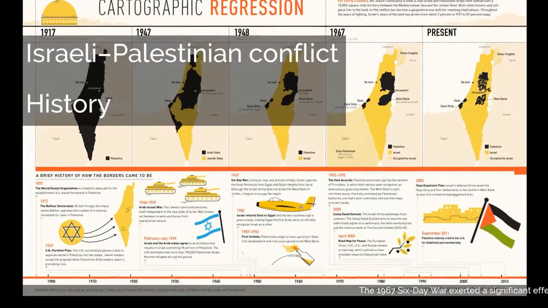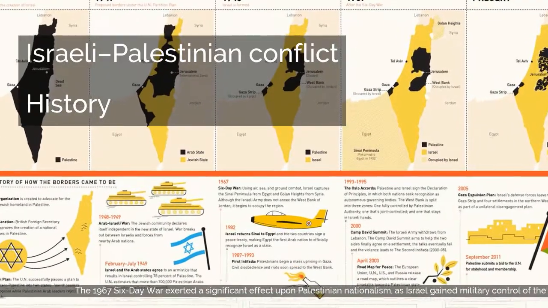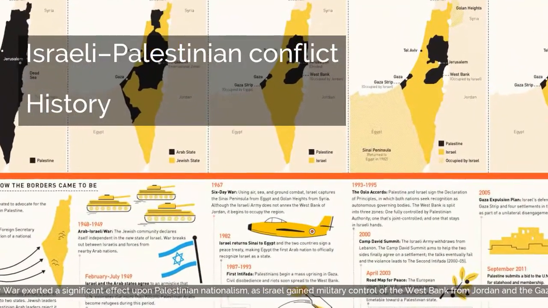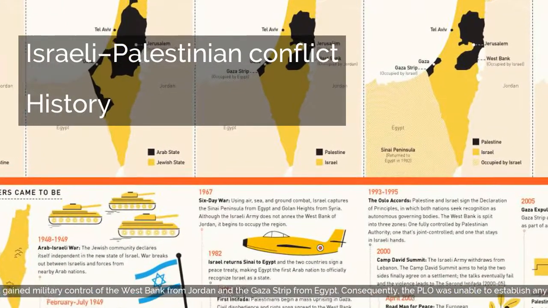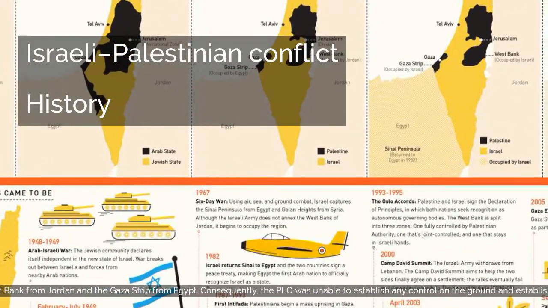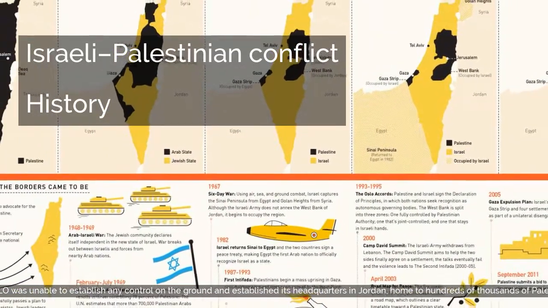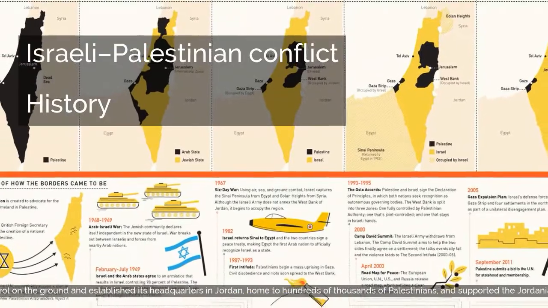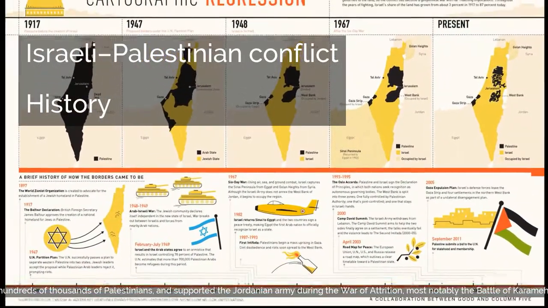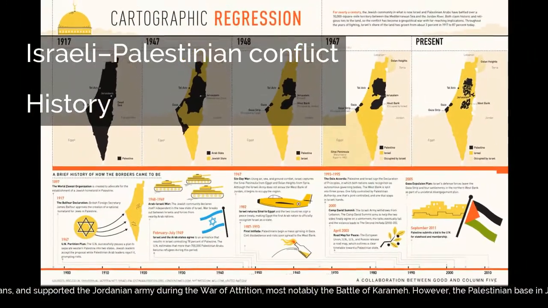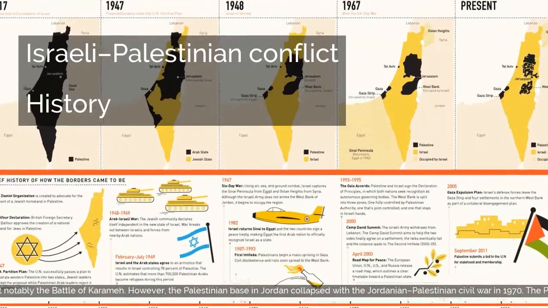The 1967 Six-Day War exerted a significant effect upon Palestinian nationalism, as Israel gained military control of the West Bank from Jordan and the Gaza Strip from Egypt. Consequently, the PLO was unable to establish any control on the ground and established its headquarters in Jordan, home to hundreds of thousands of Palestinians, and supported the Jordanian army during the War of Attrition, most notably the Battle of Karameh. However, the Palestinian base in Jordan collapsed with the Jordanian-Palestinian Civil War in 1970.